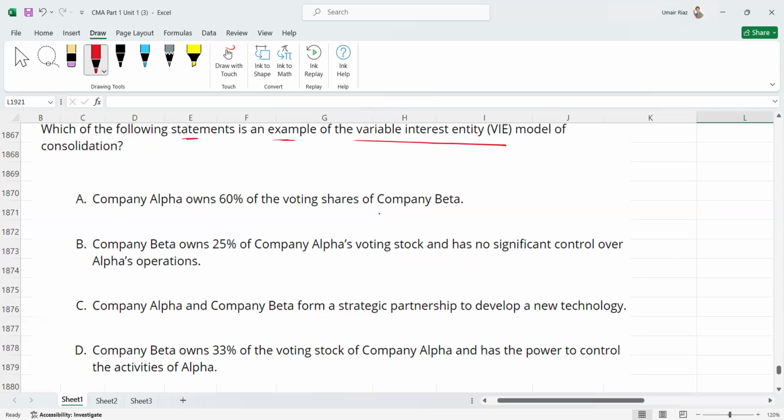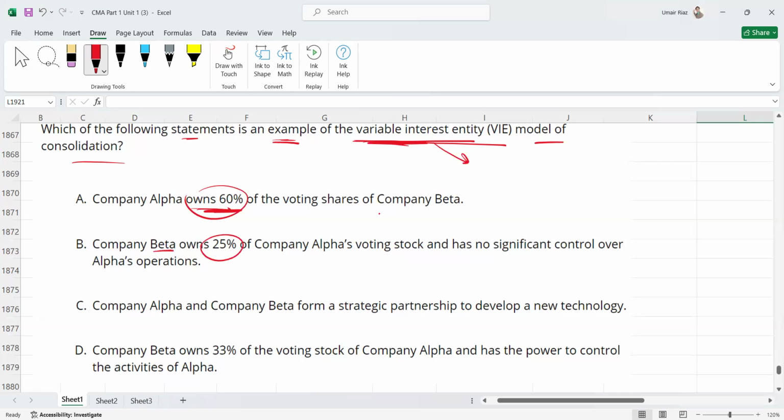So they're saying, which of the following statements is an example of a variable interest entity? These two terms I have already explained. So they're saying company Alpha owns 60%. No, it is not a variable interest entity. It is a voting interest entity, because here you own more than 50%. A variable interest entity will be there if you don't own more than 50%, but you have control.